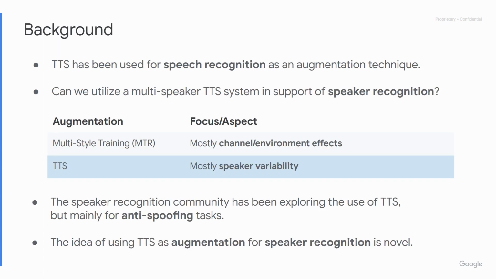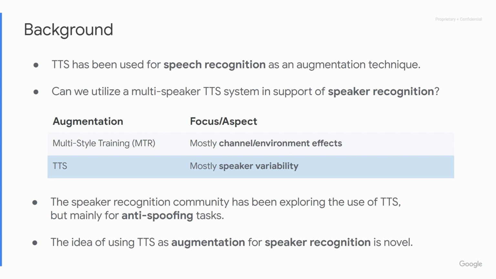TTS has already been widely used as an augmentation technique in speech recognition. As for the speaker recognition community, the most recent advances are related to anti-spoofing, where speech synthesis is used to examine if the speaker recognition systems are robust enough to spoofing attacks. It will be interesting to explore if a multi-speaker TTS system could be utilized in support of speaker recognition.